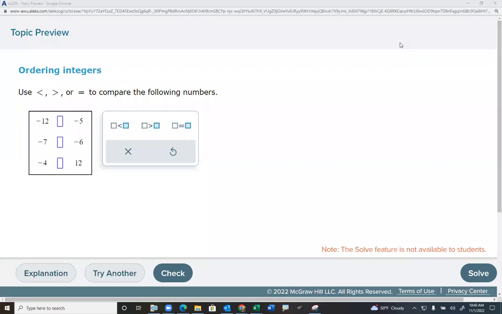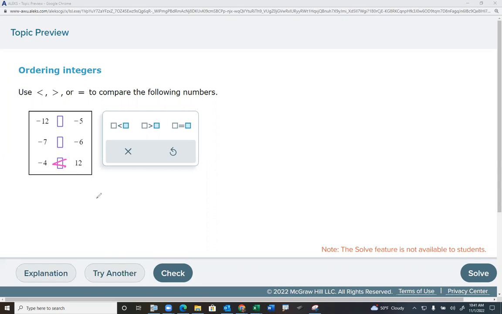Like I said, this means less than. So would it make sense for me to say, and this means greater than, this means equal. Would it make sense for me to say -4 is greater than 12? No, negative numbers are always smaller than positive numbers. That wouldn't make any sense. In fact, this would be the symbol, the less than sign. So -4 is less than 12. Yes, that is true, so that's the correct symbol.